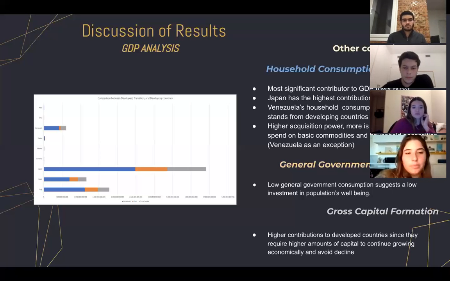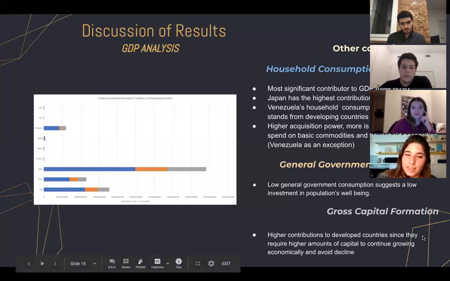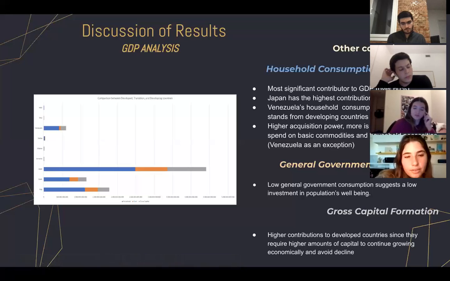Besides the amount of capital involved in each country, the main difference in GDP composition between developing, developed, and transition countries is the amount invested in gross capital formation. Such capital accumulation is especially involved in the country's investments in fixed assets, such as tools, equipment, electricity, and transportation networks that are aimed at increasing the production of goods and services. Growing economies require higher amounts of capital to continue developing and avoid entering into decline. Next slide, please.